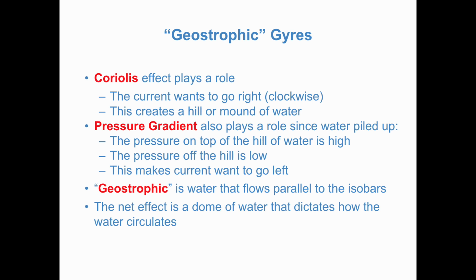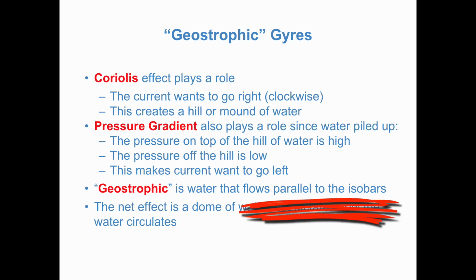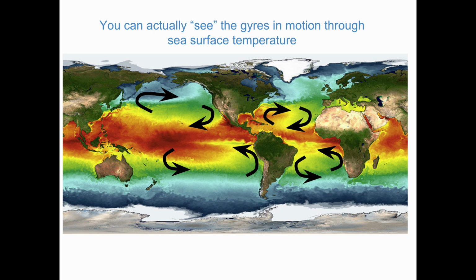So the pressure gradient is going to head in the direction of low pressure, which is the opposite direction from the Coriolis effect. Now, when you take the Coriolis effect and the pressure gradient, the average direction will then be this geostrophic water direction, and it flows parallel to those isobars, those lines of equal water pressure. So we can see the gyres in motion through sea surface temperature. These are satellite imagery that is depicting that thin layer of surface and the temperature variations.